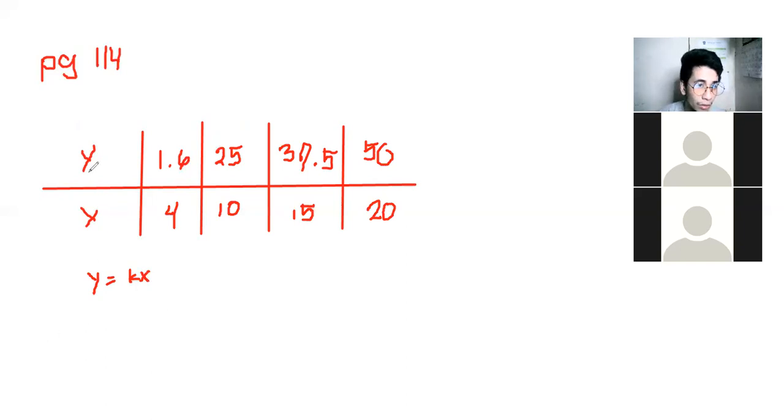So this is the x and this is the y. Ito naman yung y natin. So, we have the 4 is equals to k times x, ang x natin is 1.6. So, divide nyo na, 4 divided by 1.6. What will be the answer?